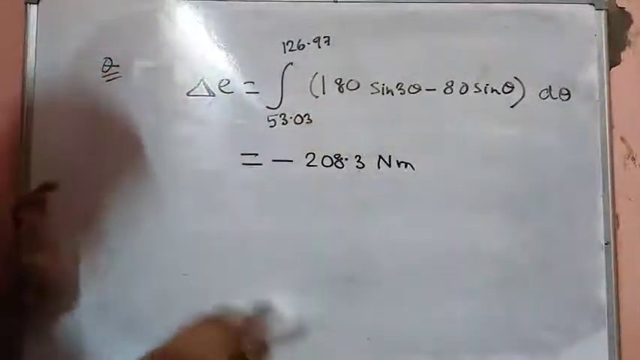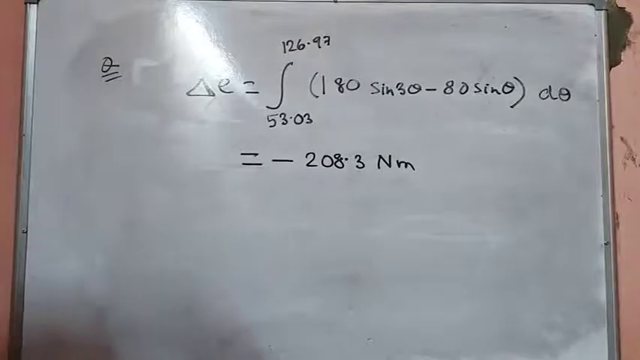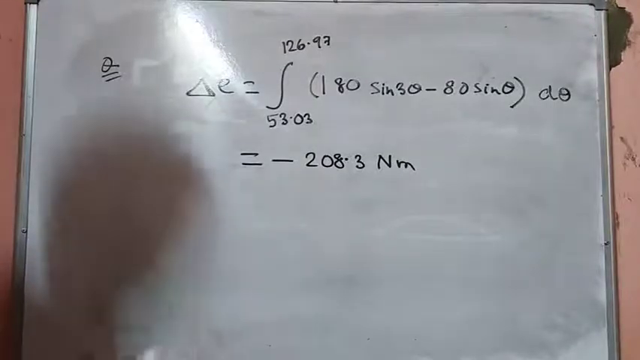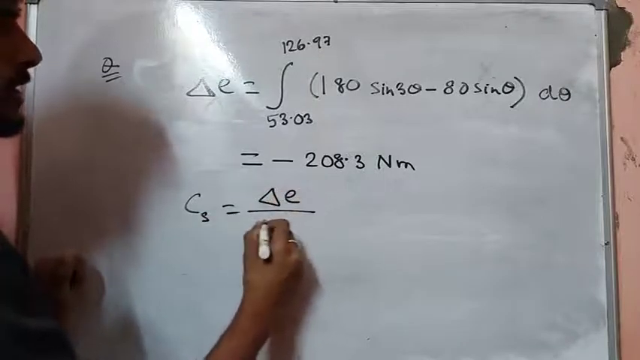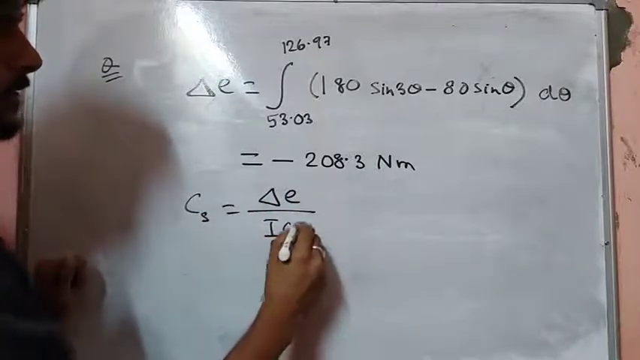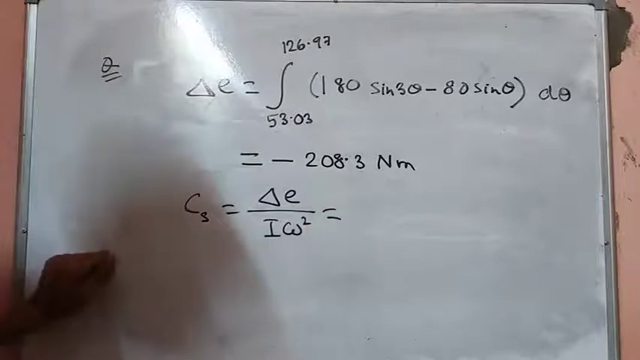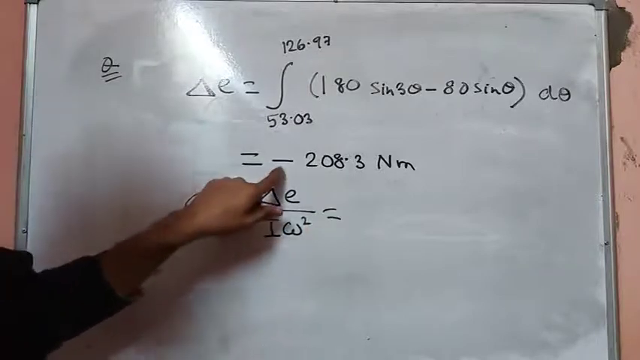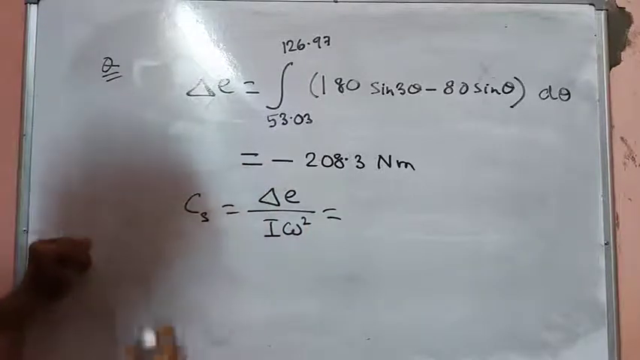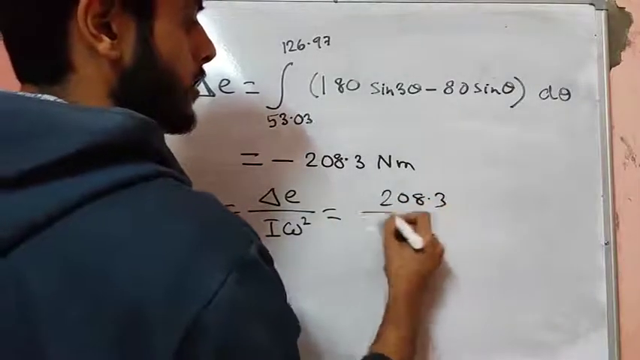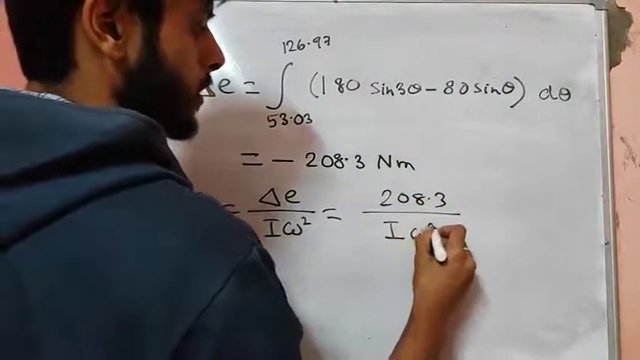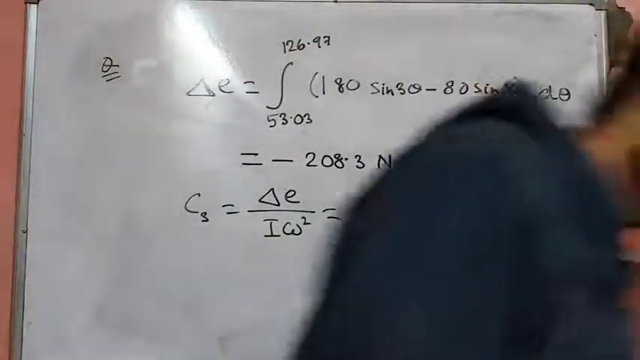Fine. So now we can relate the coefficient of fluctuation of speed, right? The coefficient of fluctuation of speed is the maximum fluctuation of energy divided by twice the kinetic energy. Okay, the rest of the things are given. While using this, we only need the magnitude. So we will substitute 208.3 divided by I omega square. I is nothing but mk square.